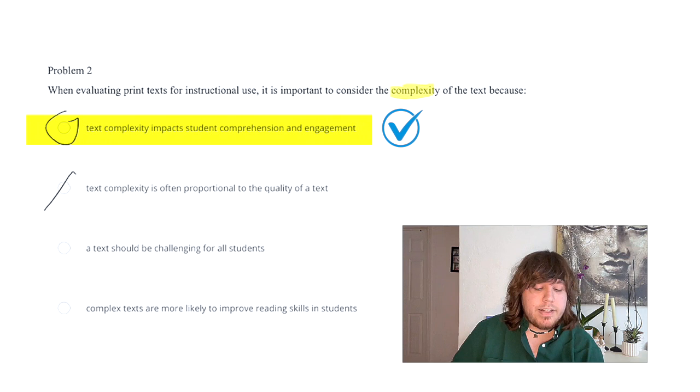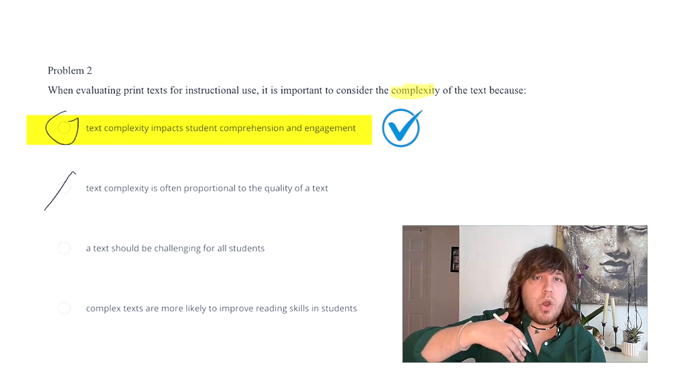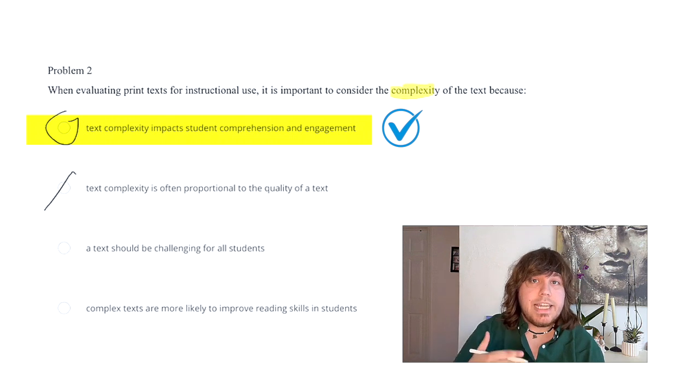C says that a text should always be challenging for students, and D says that complex texts are more likely to improve reading skills in students, but both of those things aren't true. We're not about just throwing complex texts at students. Again, we need to assign them texts that are on the correct level of complexity for them and for their needs. If a text is too complex for a certain student, their skills won't improve. They'll just give up. That's why we don't like either of those answer choices. Again, A is the correct answer choice.